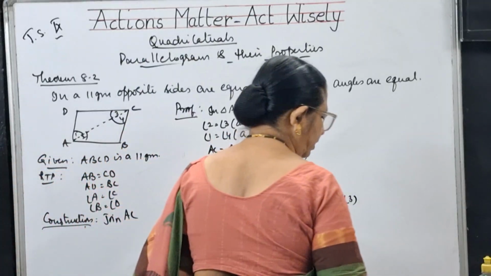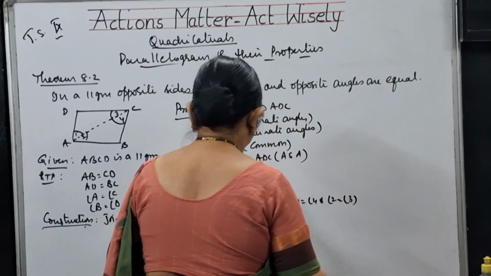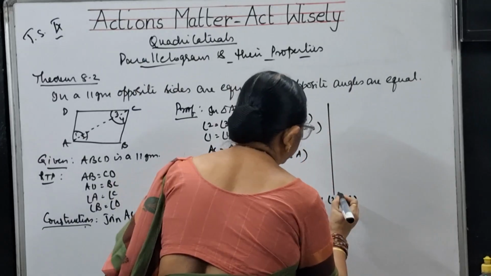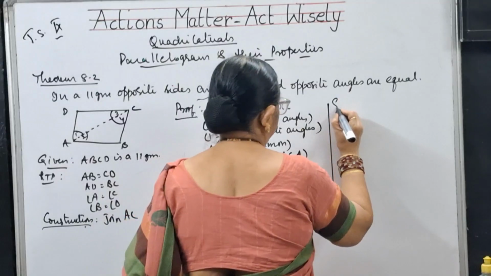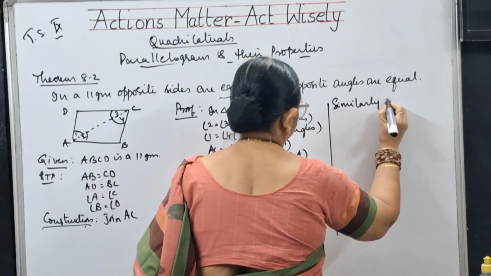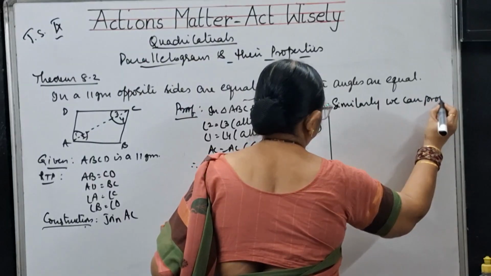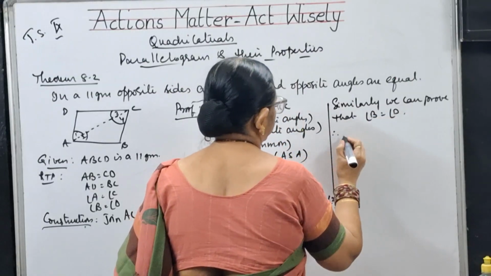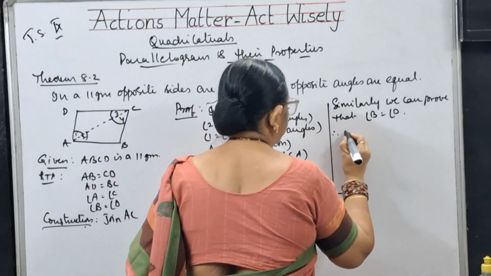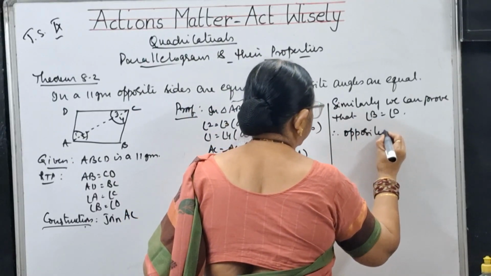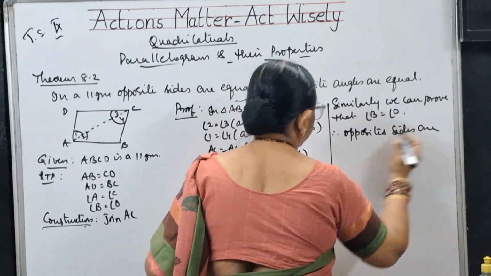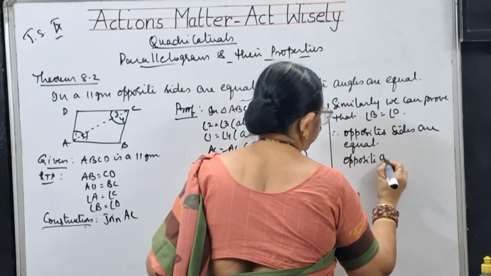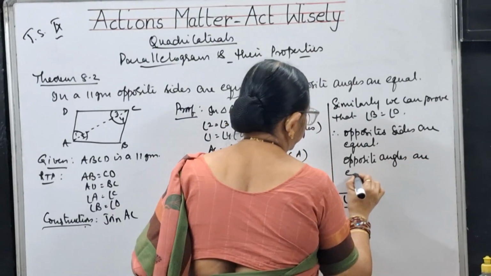So, we can say that, similarly, I have proved angle A is equal to angle C. In the same way, we can prove that angle B is equal to angle D. Therefore, in a parallelogram, opposite sides are equal, opposite angles are equal.